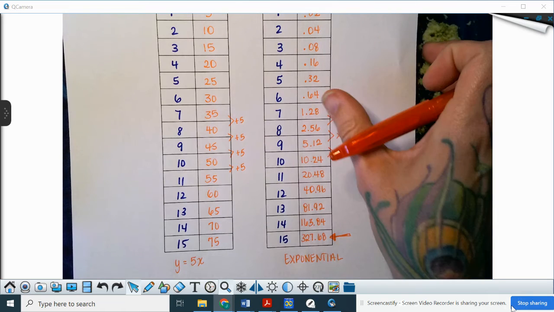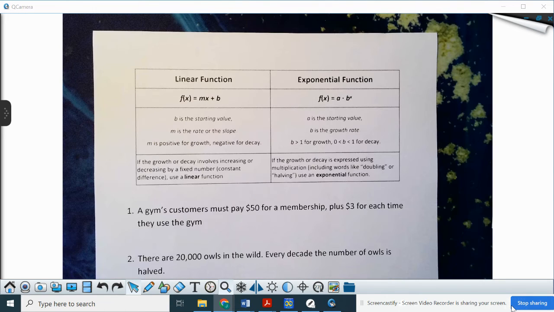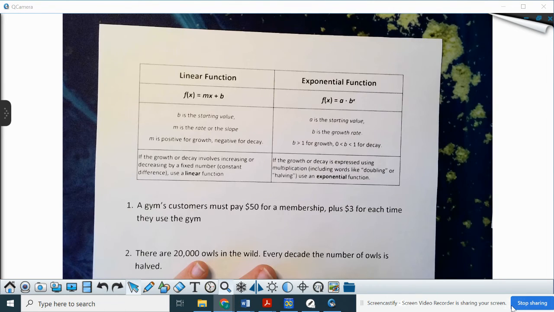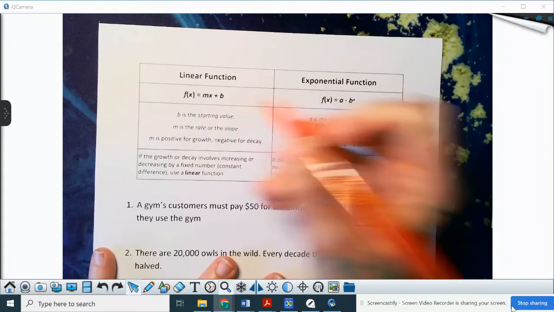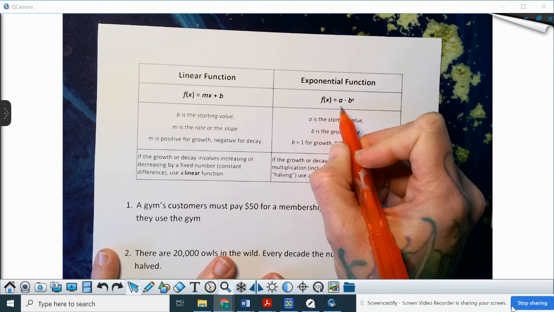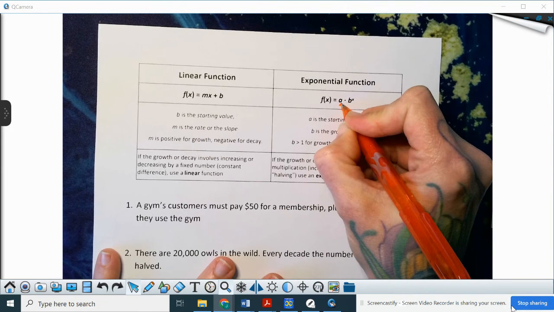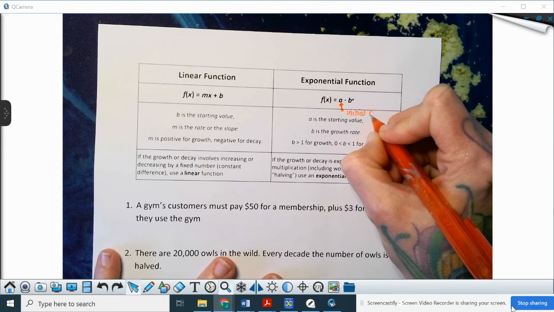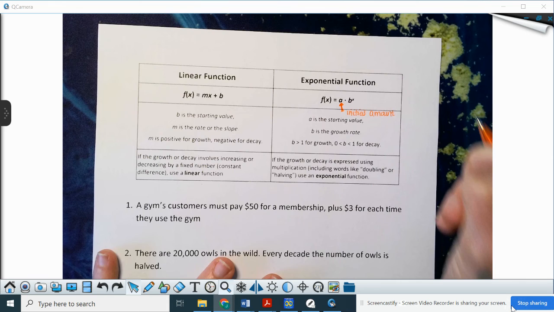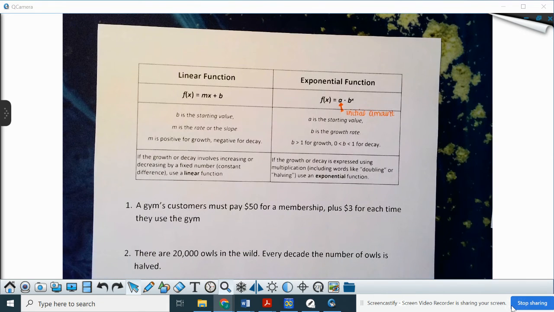Okay, so to compare linear functions versus exponential functions, just in the way they look. So in a linear function, we know that b is our starting value. In our exponential function, a is our starting value. So a is going to be our starting amount. Initial amount is another really great word they use. As far as using different websites, different teachers' tests, initial amount and starting amount or starting value are the exact same thing. So for a linear, m is our rate of change or the slope.